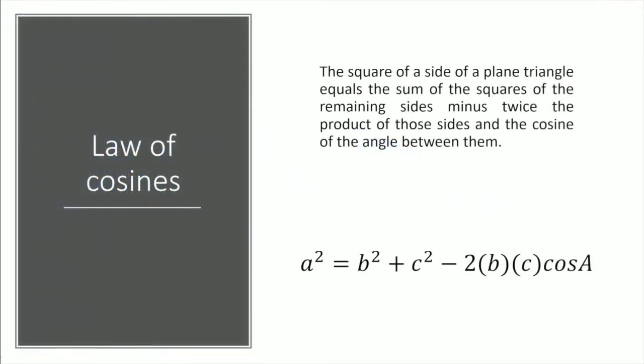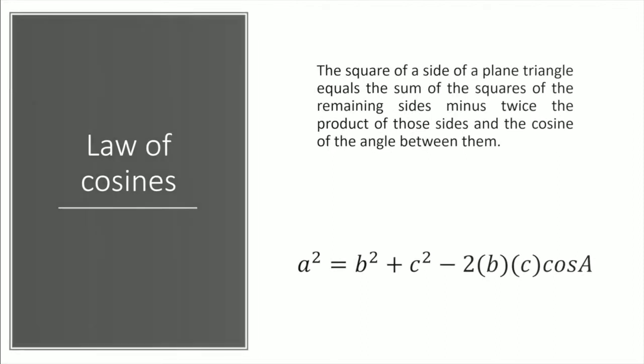If you remember in trig, we learned that the law of cosines says the square of a side of a plane triangle equals the sum of the squares of the remaining sides minus twice the product of those sides and the cosine of the angle between them. In this case, it's going to be totally applicable.